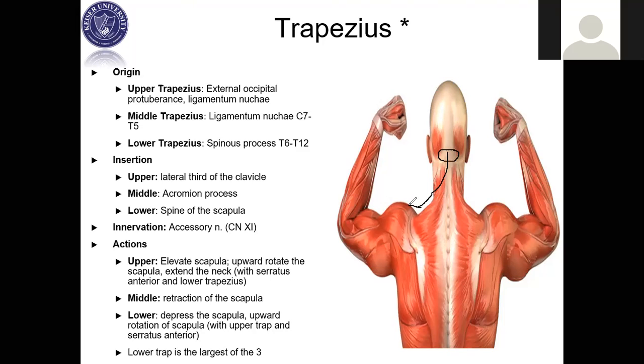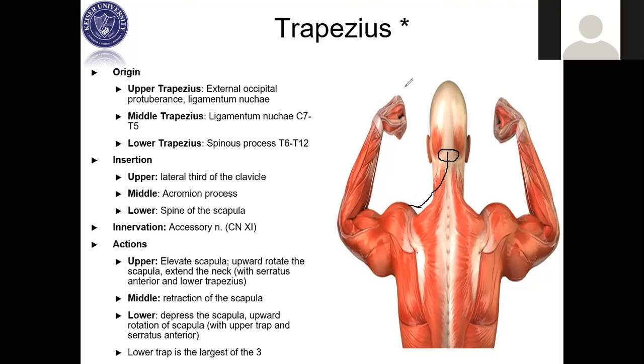The upper trap helps elevate the scapula and does some neck extension. Each of these muscles do separate actions. So upper trap goes from the external occipital protuberance to the lateral third of the clavicle. Its action is that it elevates the scapula, just like levator scapula, and it helps extend the neck and the head.